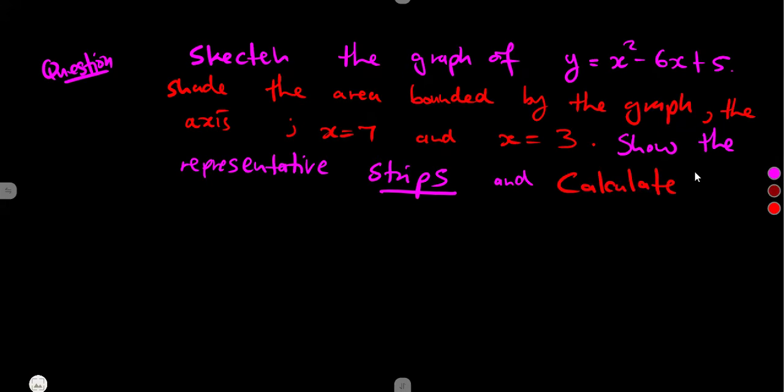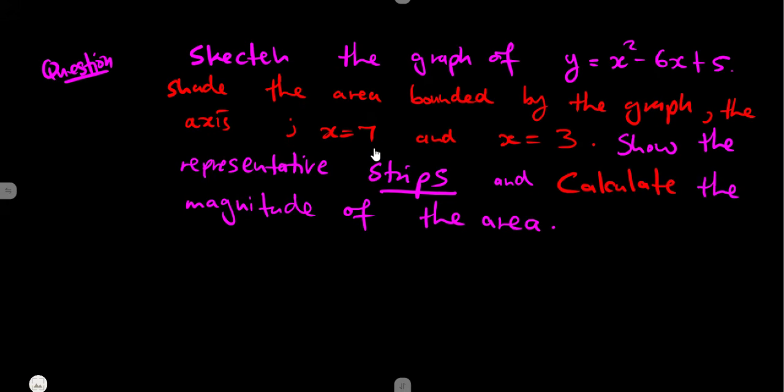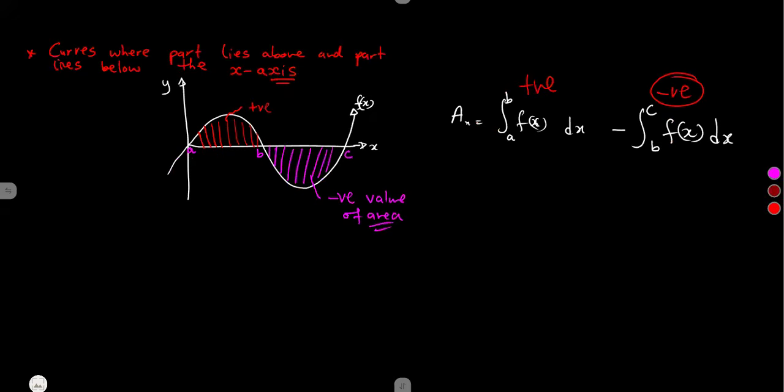And calculate the magnitude of what? The area. The magnitude of the area. This is our question. Why are they saying show the representative strips? It is a condition that we are simply seeing here to say that there is a region here that is, on its own, another region. So it means there was going to be a strip, this one. It means there are two areas when it's like that.